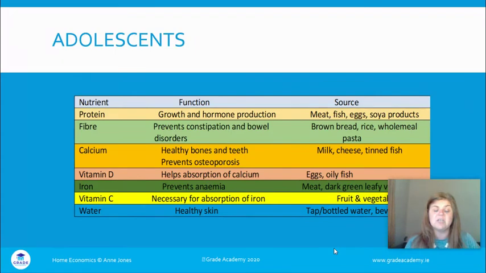Iron again prevents anemia, especially for young girls, especially during menstruation. And that's why sometimes teenage girls can become anemic. So having sufficient iron in your diet is really important. Then we also need vitamin C. If we don't have vitamin C, we don't absorb the iron, and that can cause issues as well. And you'll remember that from our chapter 1 when we looked at iron and vitamin C.